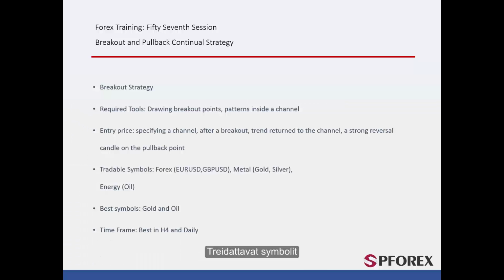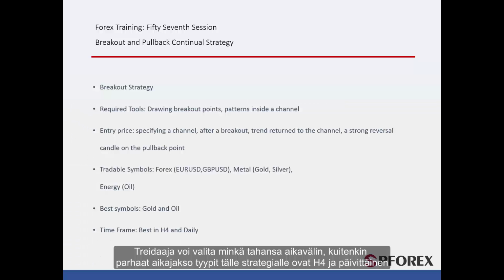Tradable symbols. This strategy can be exploited on all symbols, on ranged regions such as Euro against US dollars, British pounds against US dollars, gold, silver and oil. The best symbols for this strategy are oil and gold. Time frames. A trader can select all time frames. However, the best time spans for this strategy are H4 and daily.